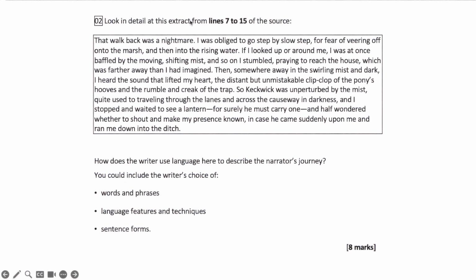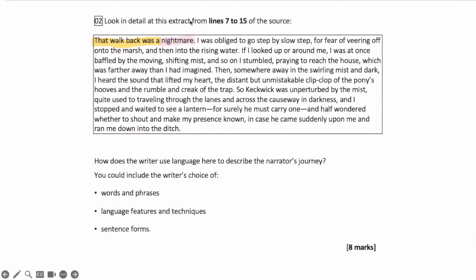So if we look at our extract, that walk back was a. Is there anything there that seems to be chosen for effect? Is there anything that creates that sense of chaos or the journey being unsettled? Well, no. The writer's just explaining what is going on. No words seem to be chosen for effect yet. But then we get to this.